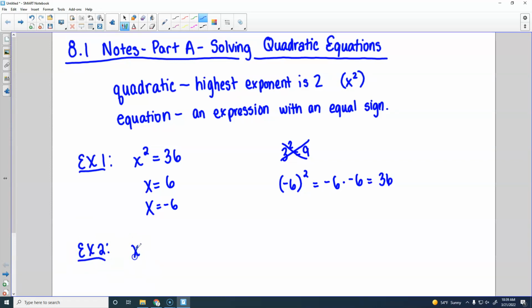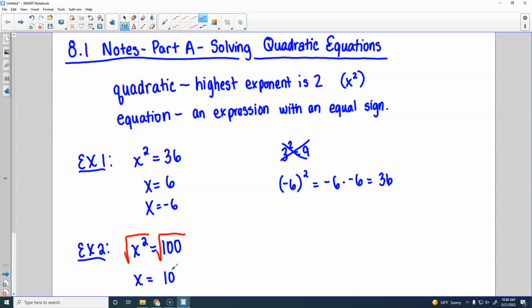Another really simple example, x squared equals 100. Okay, so a way that we can think about this is, what is the inverse of a square? A square root, right? Squares and square roots are the opposite of each other. So if I square root both sides here, the square root gets rid of the square, and the square root of 100 is 10, but also need -10.